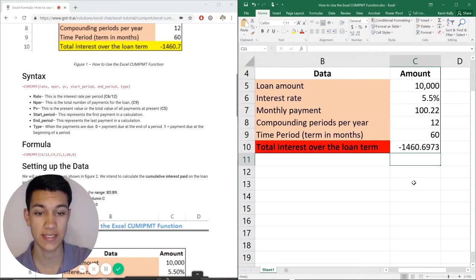So if you just practice it a couple times and always remember, is it compounding every month, every 6 months? Always divide the rate by the compounding. If it's compounding every year, then you don't have to divide the rate. You'll be good to go.